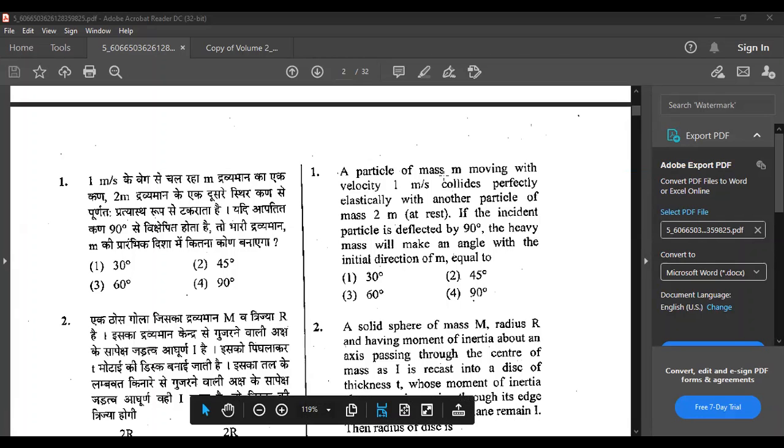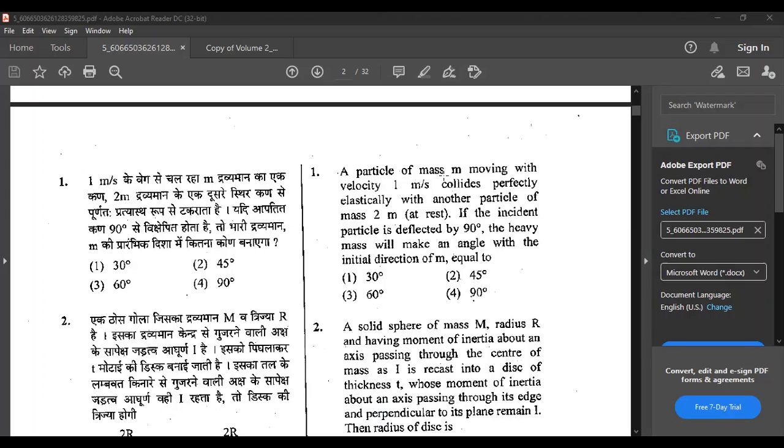Good morning, everyone. So today we will start a few problems of GIC. So let's start. This is problem number 1.